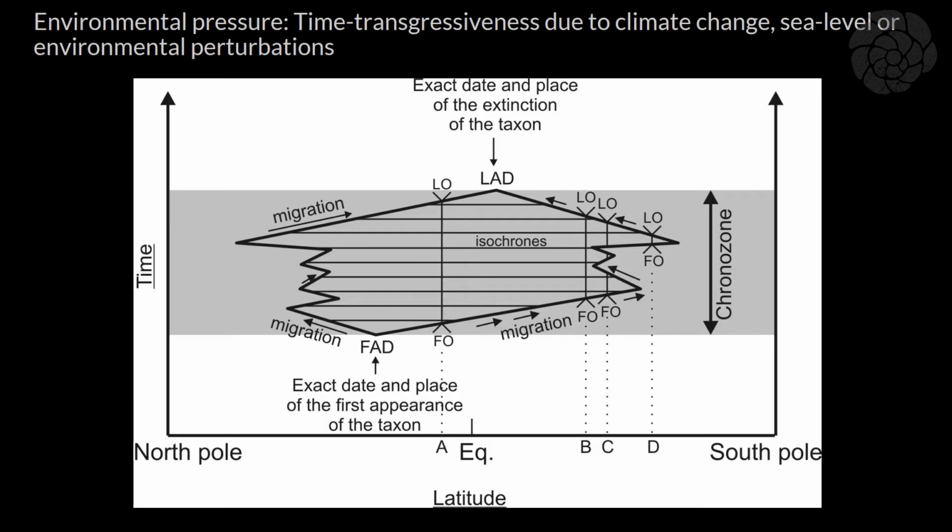And there is a distinction to make between this biozone and something completely hypothetical that we can call the chronozone. The chronozone is defined at the base by the exact date and place of the first appearance of the taxon, and at the top by the exact date and place of the extinction of the taxon. And these two are hypothetical. If we really wanted to get them, we would have to analyze all possible sections all around the world, which is of course not possible. And I think remembering that there is this distinction between the biozone and the chronozone is quite important.